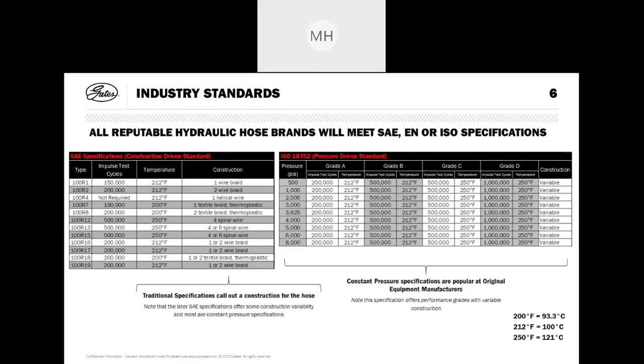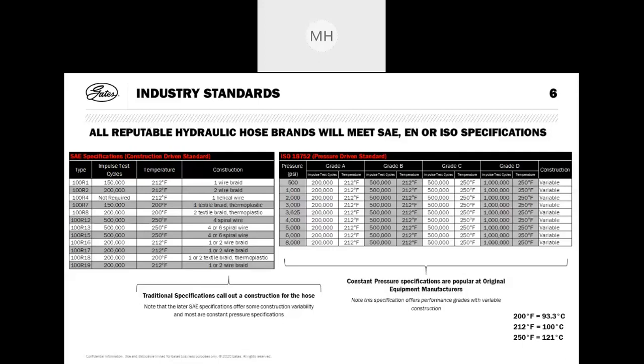So looking at that and then comparing over to the right-hand side table, which is the ISO standard, which is purely a pressure-driven standard. If you look at the left-hand side column of that table, it indicates all the different pressure ranges. And then we go to 4 different grades. So grade A is a 200,000 impulse, grade B is 500,000 at 212 degrees Fahrenheit, which is 100 degrees Celsius. Grade C is 500,000 again, but it's increased in temperature to 121 degrees Celsius. In grade D, we have 1 million impulse cycles at 121 degrees.